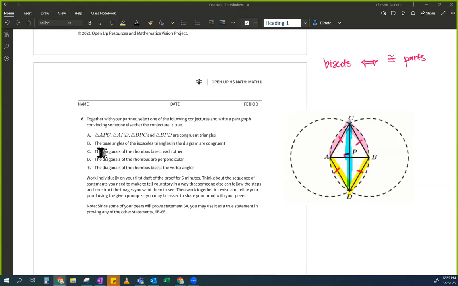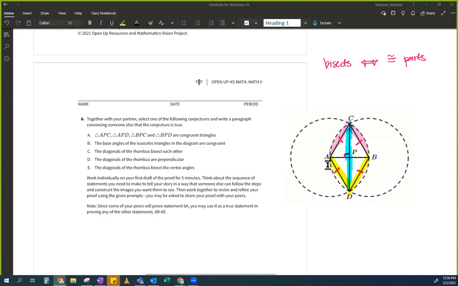So this one says the base angles of the isosceles triangle in the diagram are congruent. All right, there are a lot of words here. Tell me one word that you know, and then we can move on to the others. Does anybody recognize any words here? The base angles of the isosceles triangle in the diagram are congruent. Good. Angles. We know what angles are. Very good. So is it okay if I say angle A? The answer is no.